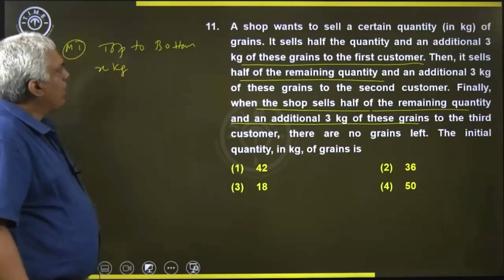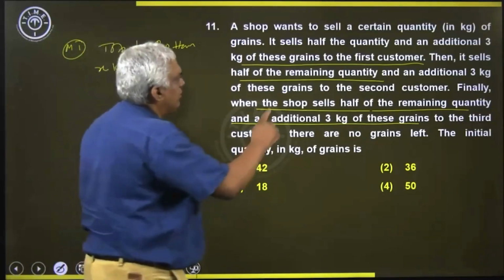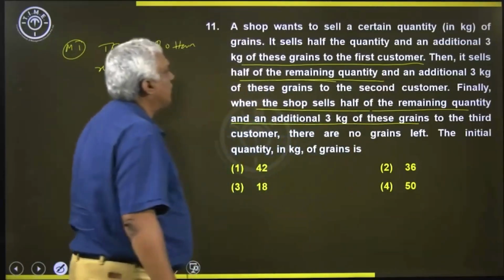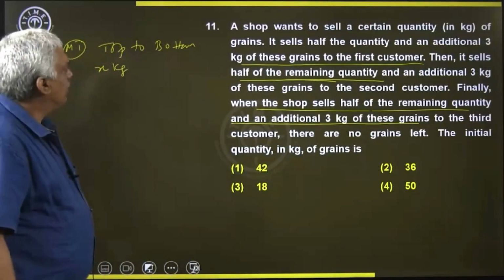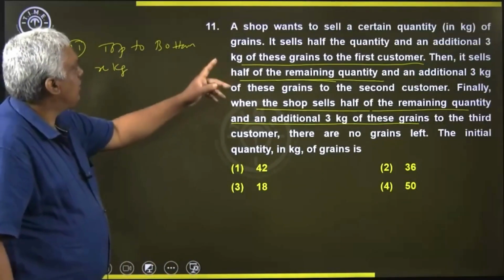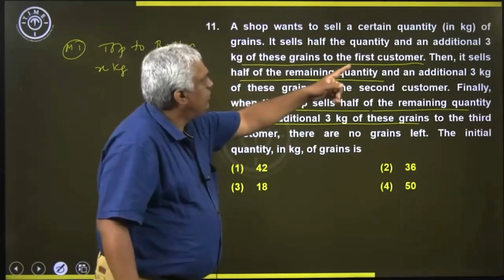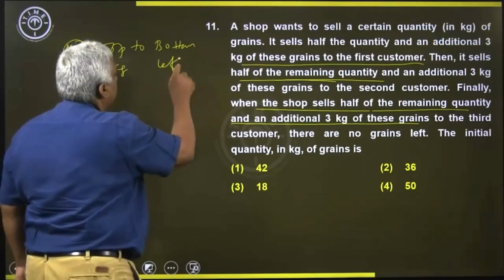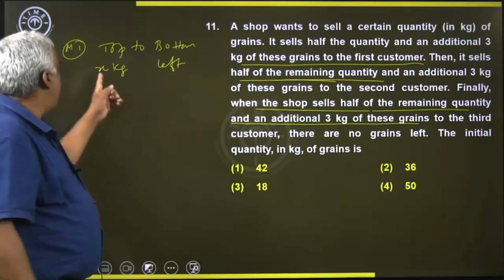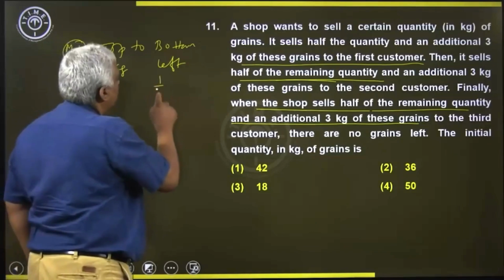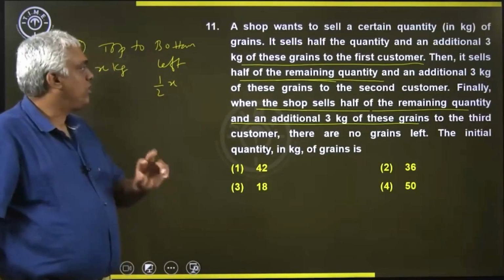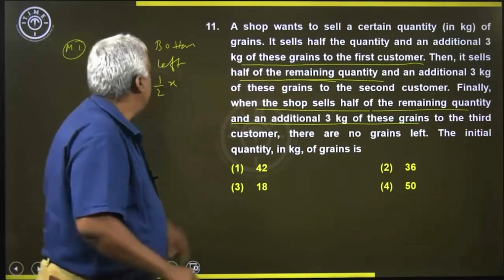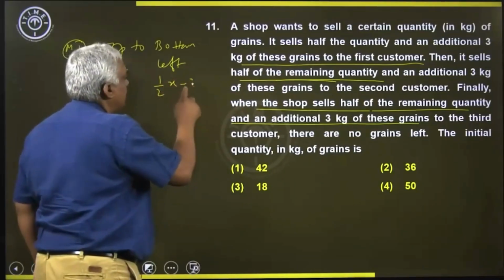x kg. Now, when she sold to the first customer, she's selling half of the quantity and an additional 3. So, how much is left after selling to the first customer? If she sells half of this, half x will be left. But she's selling 3 kg extra, half plus 3. So, she'll be left with half x minus 3.